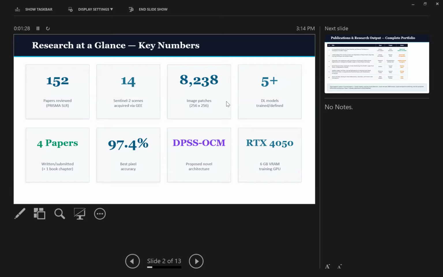I created a patch of around 8,238, implemented with 5 plus deep learning models. And I have created four papers. One paper is submitted, and the one chapter which you instructed me to create, I have done that one.